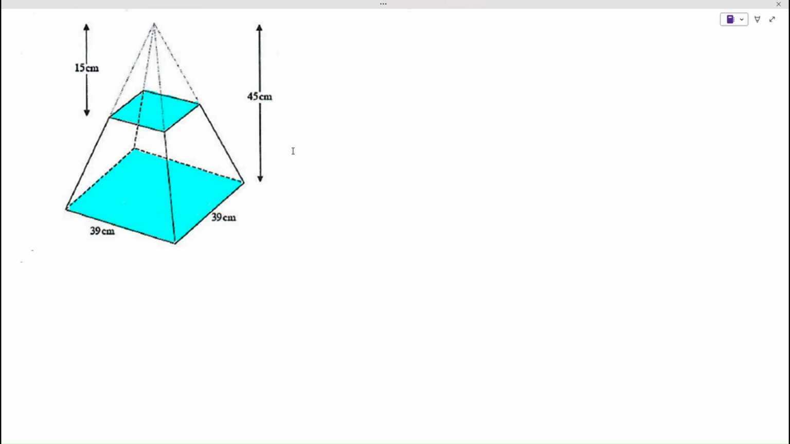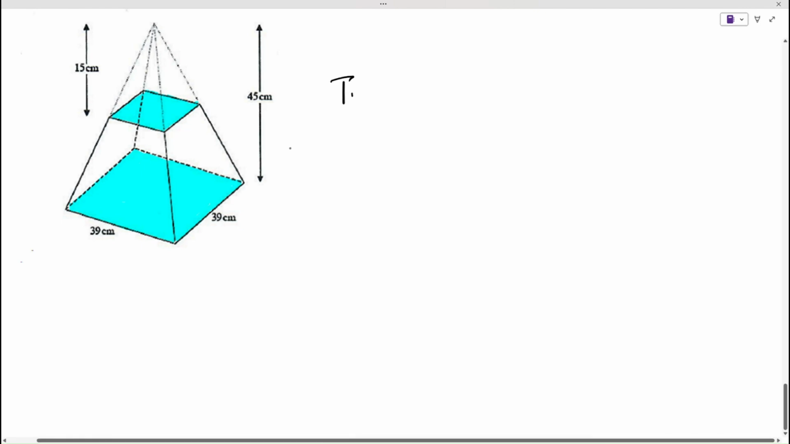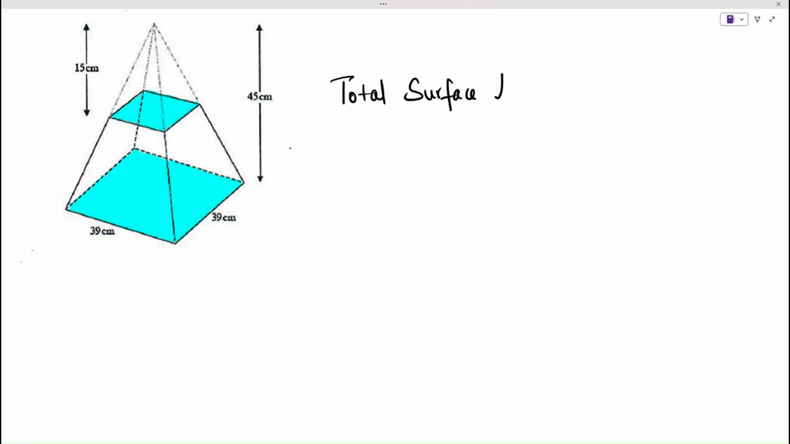For the bottom and the top, they're both squares. So the length of our base we have is 39. We should note that the area of the square would be x squared, where x is the length. And so the area of the base would be 39 squared. And the area of our top will be 13 squared, as explained previously, due to the scale factor of lengths.